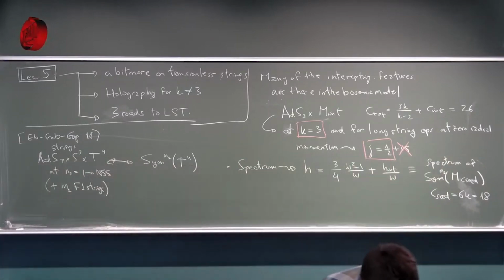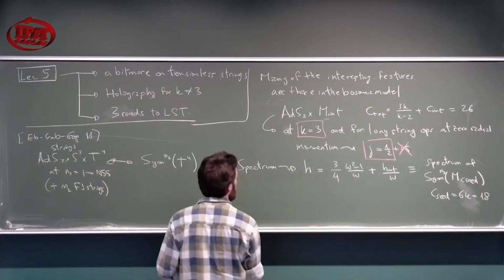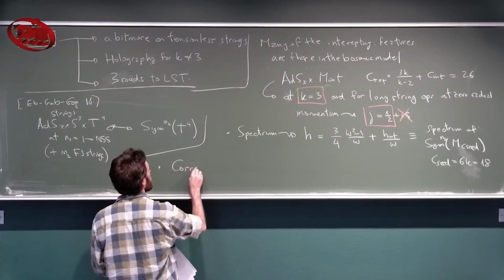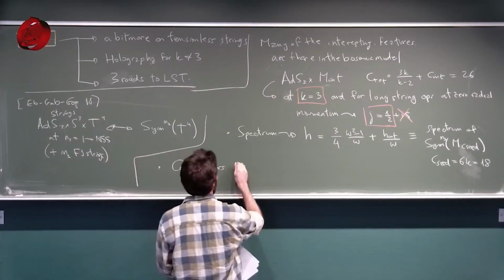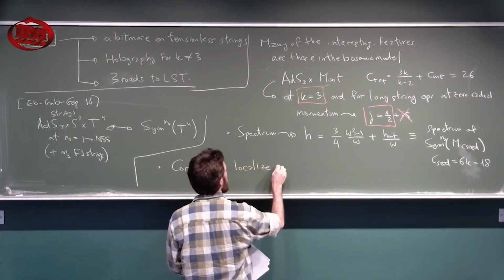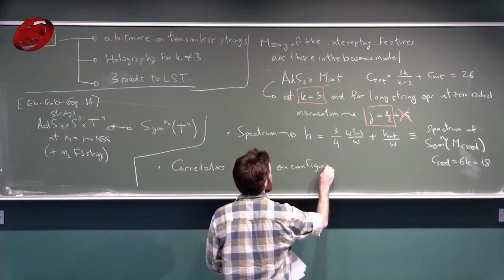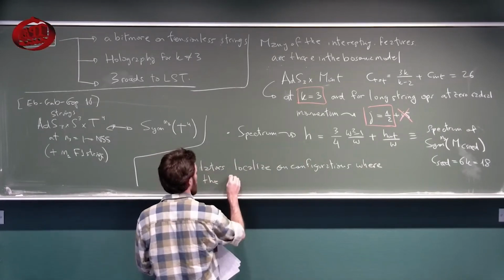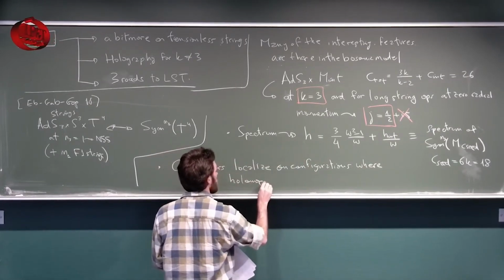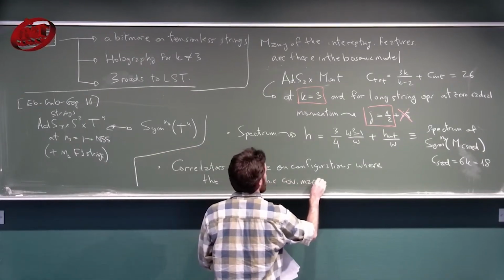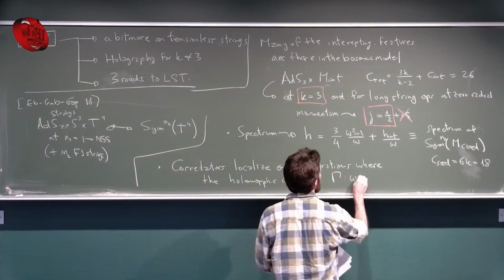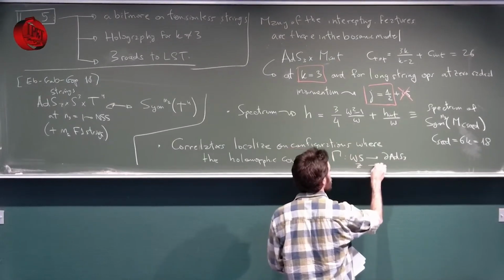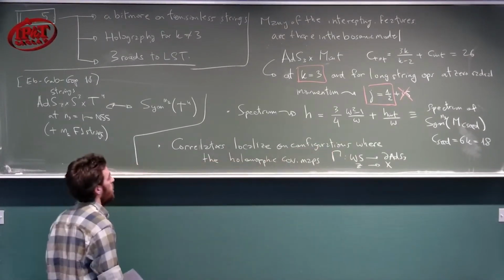Not only did we see this for the spectrum, but we also tried to argue that correlators localize on configurations where holomorphic covering maps, which go from the worldsheet to the boundary of AdS3, in our notation from z to x, exist.